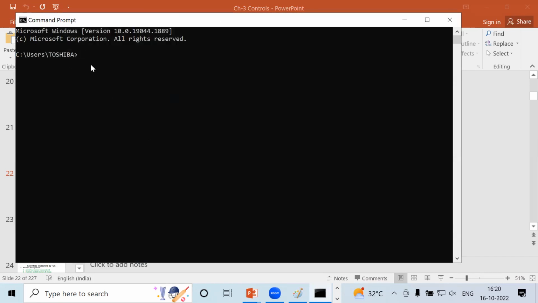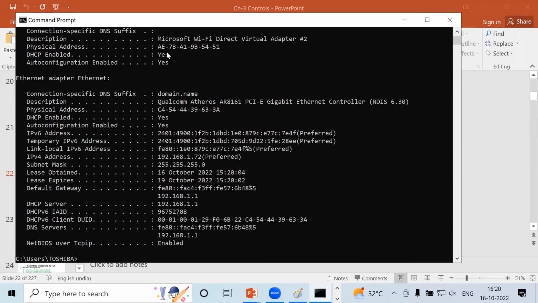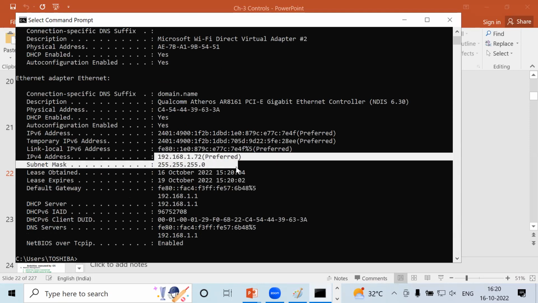Now I say ipconfig space /all. It's a small command I'm giving. Now it is disclosing various information. For a single command, it is giving you a lot of information.